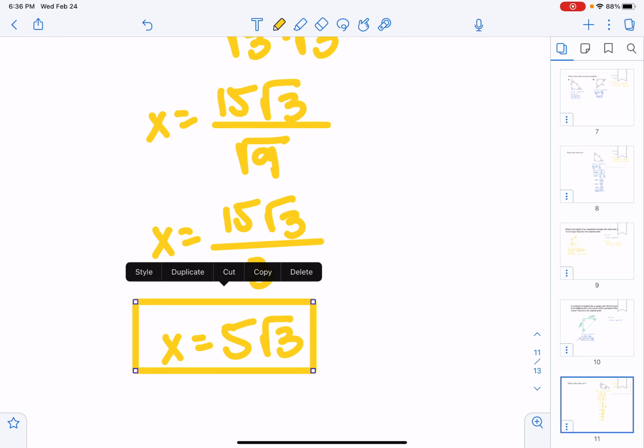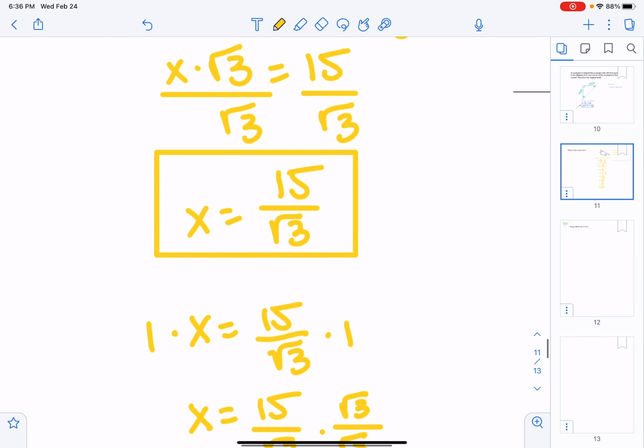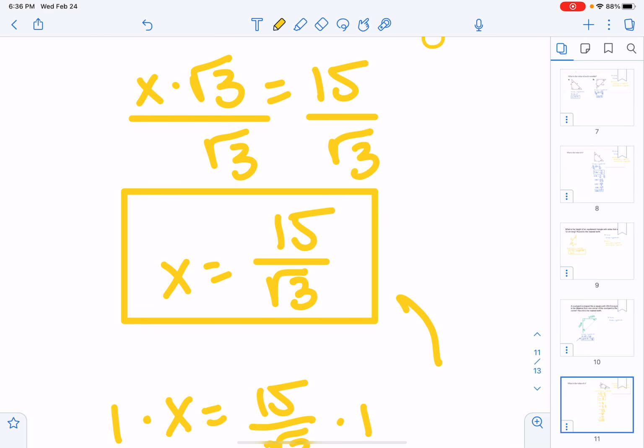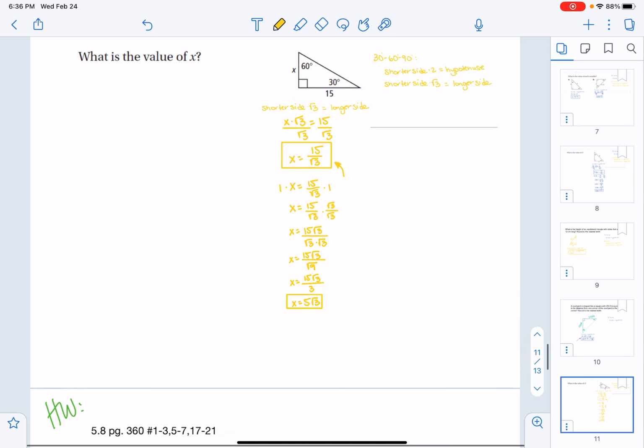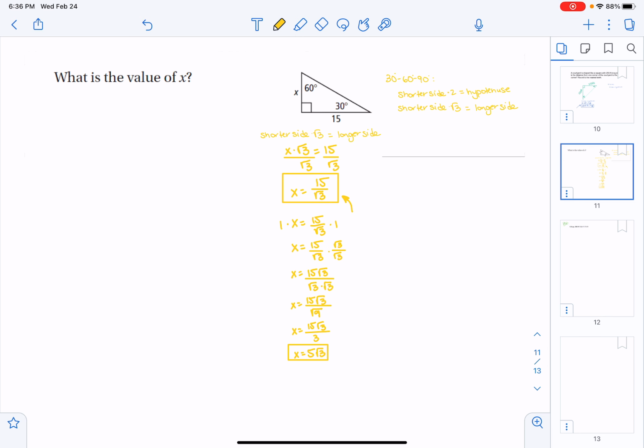It's called radical form. I'm fine with the other answer right here, but the ACT would have this as one of their answers. So depending on how much you want to push yourself.